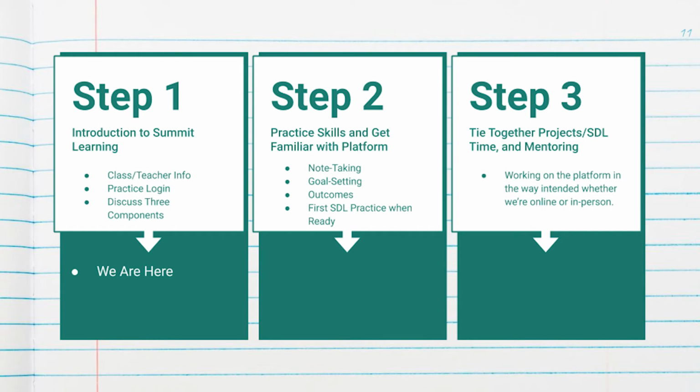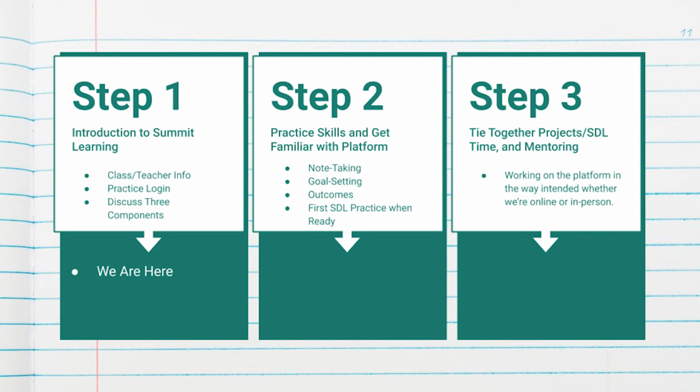Think of it as sort of a three-step process. For step one, we're introducing ourselves to Summit Learning. We're introducing ourselves to our teachers and each other. We're practicing our login, and we're discussing the three different components as we're doing right now. In step two, we're going to get a little bit deeper and we'll practice those skills that are going to help us throughout Summit Learning, those skills being things like note-taking and goal setting.